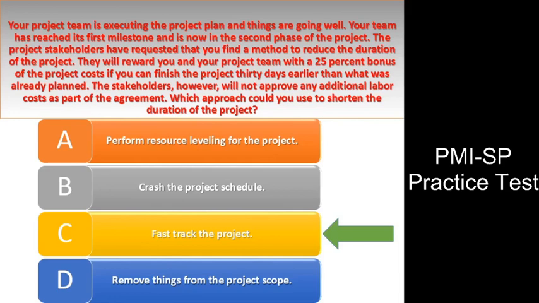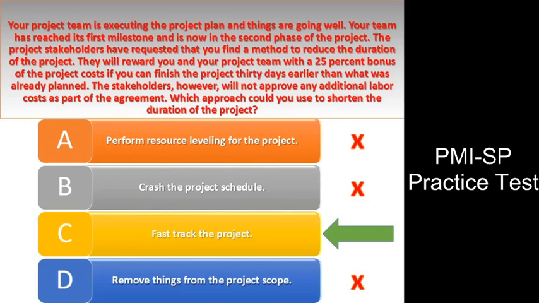Answer C. Explanation. Fast tracking is a technique for compressing the project schedule in which phases that would normally be done in sequence are overlapped. It shortens the project schedule without reducing the project scope. It does not add any additional labor, but it can introduce project risks. Answer option D is incorrect. Removing things from the project scope can reduce the project duration, but it will not satisfy the requirements the stakeholders have identified.